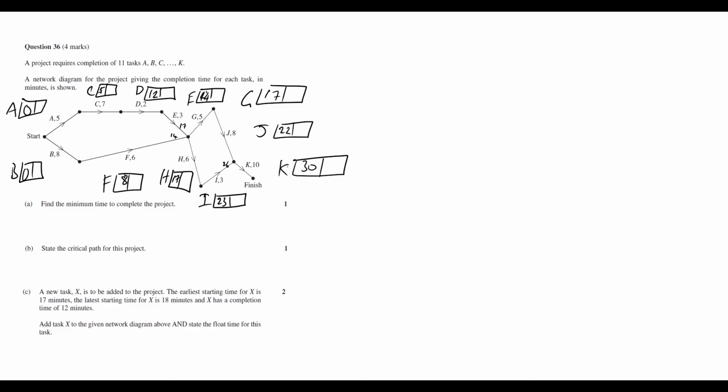to be the 30 plus how long does K take? It takes us 10 minutes. And there we are. So that's our answer for the minimum time to complete the problem. It's 30 plus 10 equals 40.